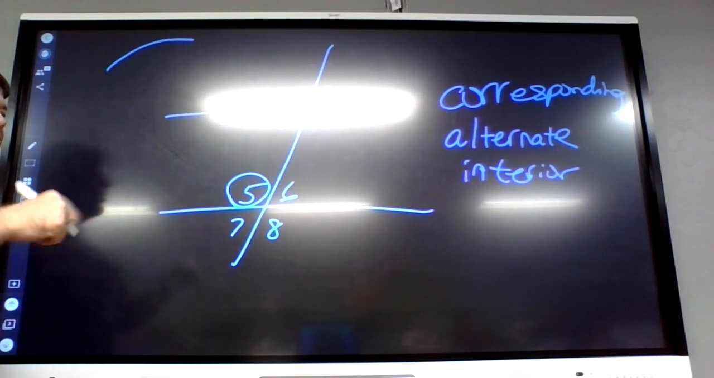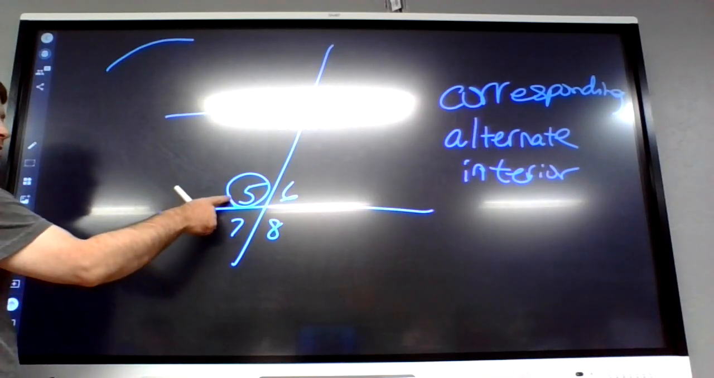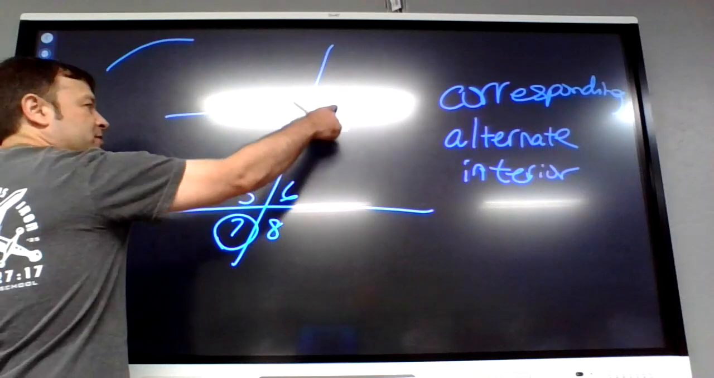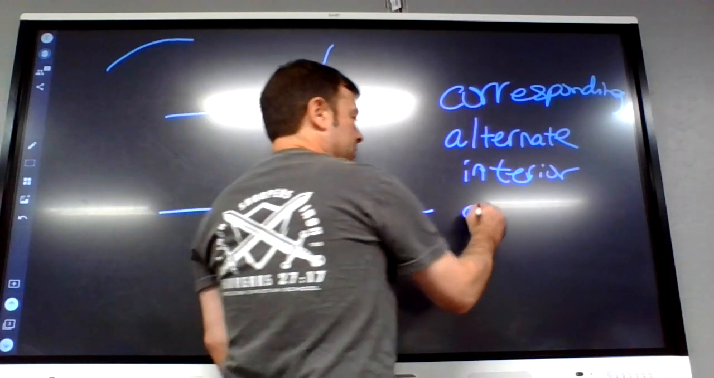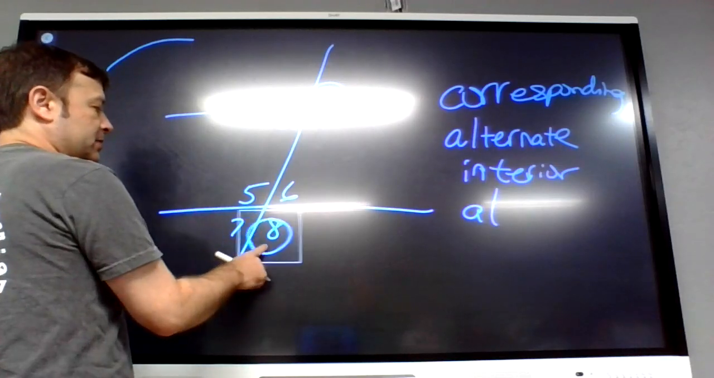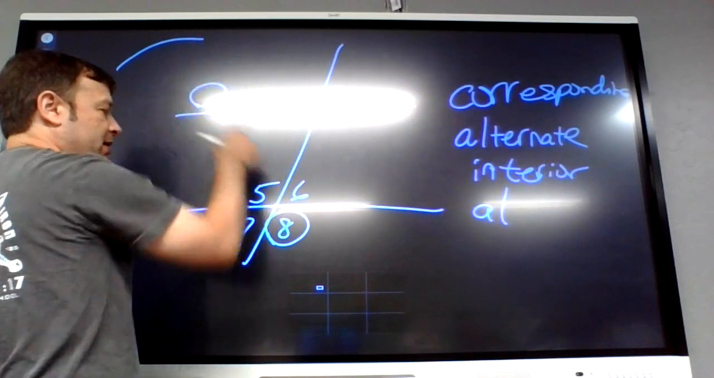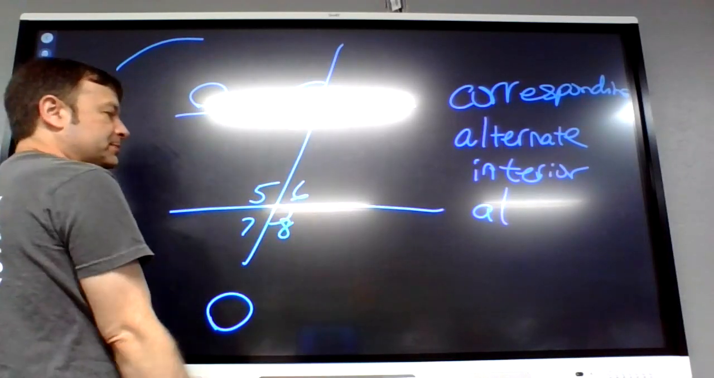You guys know which one? What sounded like alternate interior was alternate exterior. So exterior means outside, right? So it goes outside of the parallel lines. Alternate exterior angles are congruent. 7 and 2 and 8 and 1. And if you look at them, you can kind of tell. You guys can tell these are like the same obtuse angle.